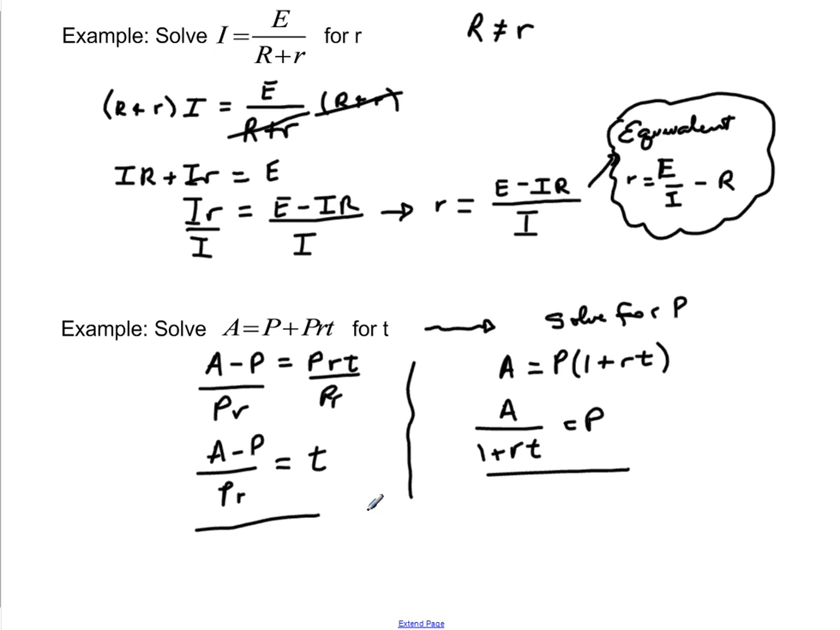So there's a few different ways that we can solve, and even in the same formula for different variables, and isolate them out. The distributive property is a very important tool that we can use. So don't forget to employ that whenever you're doing this.